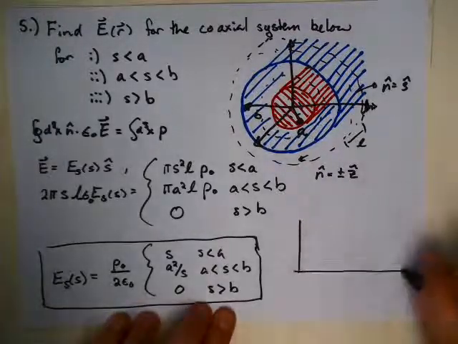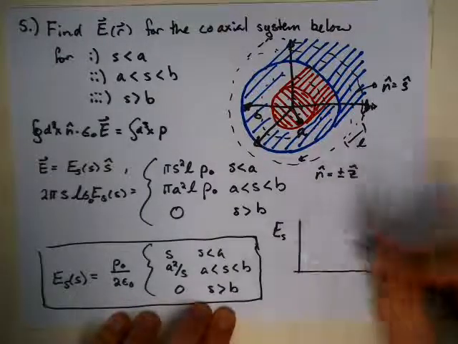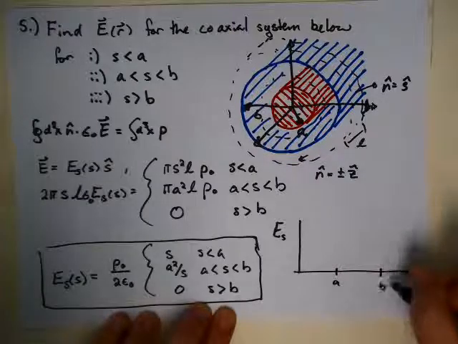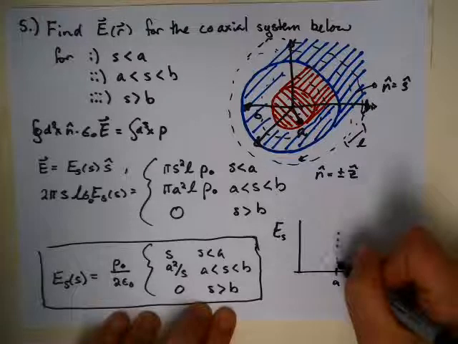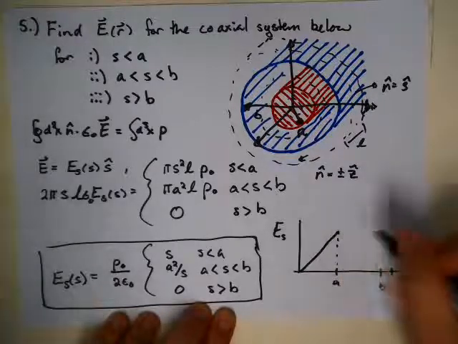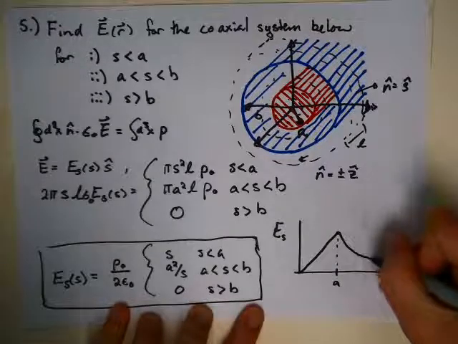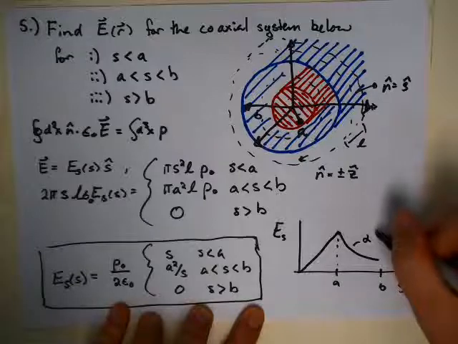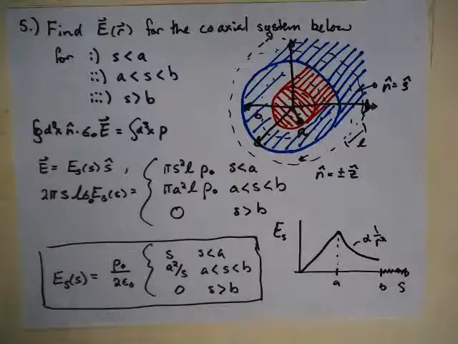If I were to plot this, E sub s as a function of s, a and b, I'm going to find that it is linear up to a, and then it will be proportional to 1 over s, and then it's going to be 0 for s bigger than b.